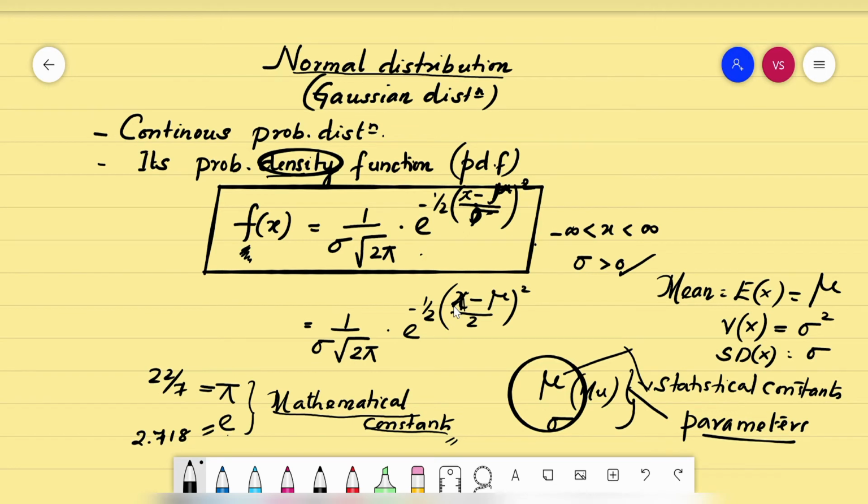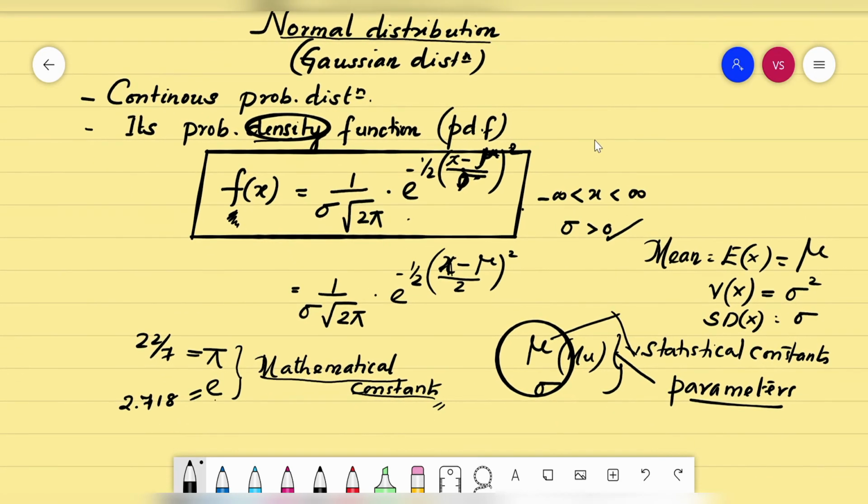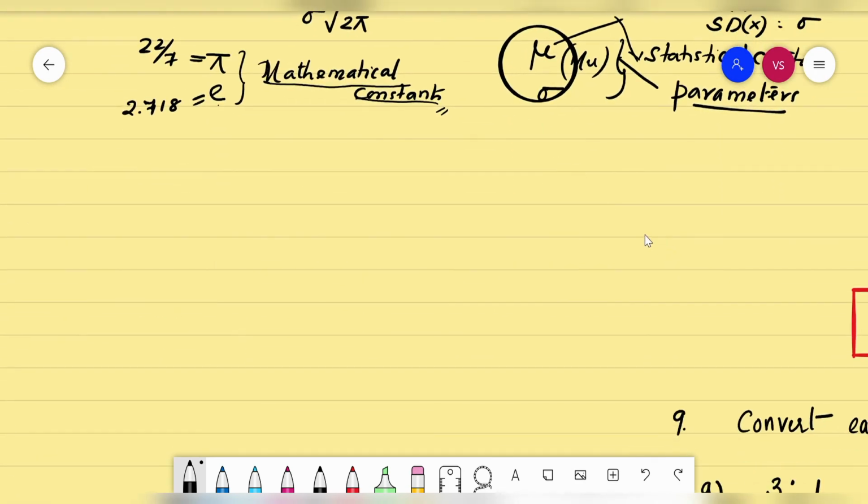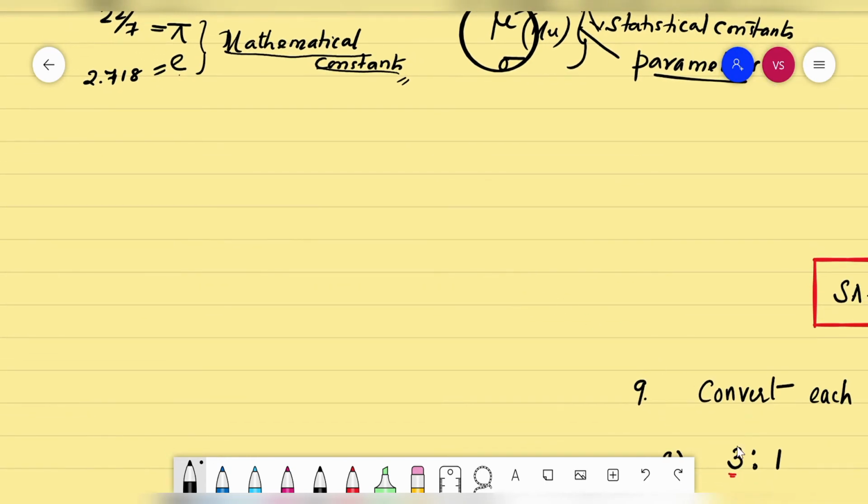Mu and sigma are the parameters of it. So for a normal distribution, students, the mean is given as mu, variance is given as sigma square, and standard deviation is equal to sigma. So this is what we have in the beginning, students. Not only that, you also have to understand certain aspects, students. Okay, what are those aspects that I will explain to you?